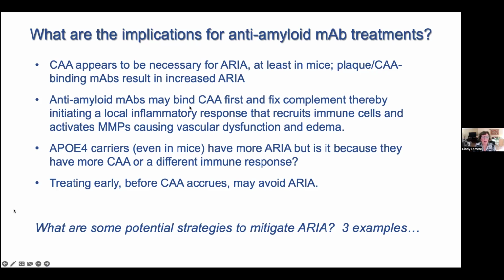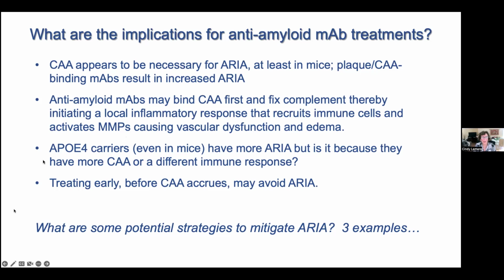Anti-amyloid antibodies may bind vascular amyloid first and fix complement, thereby initiating a local inflammatory response that recruits immune cells and activates MMPs, causing vascular dysfunction and edema. We have a lot of evidence for this now. I don't have time to go through it all, but we definitely see upregulation of MMPs, especially MMP9.